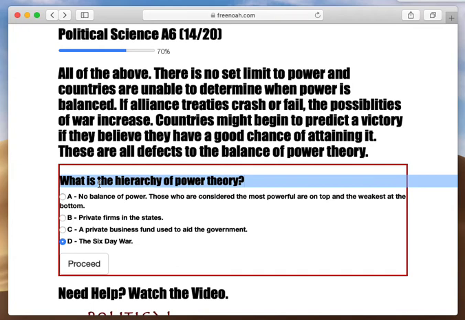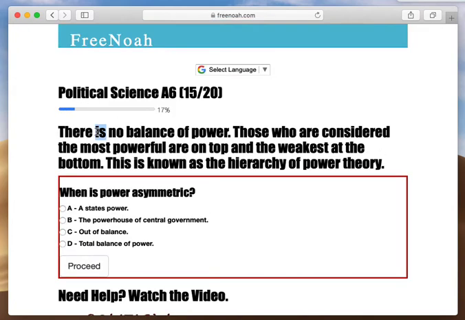What is the hierarchy of power theory? So there is no balance of power. Those who are considered the most powerful are on the top and the weakest at the bottom. This is known as the hierarchy of power theory. Okay, so this is the exact opposite of balance of power.